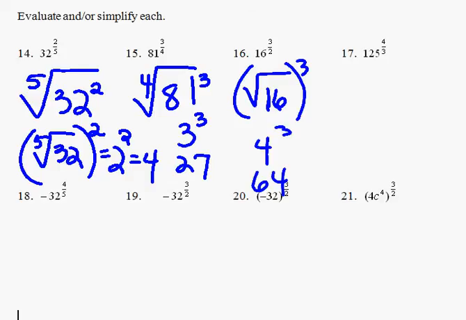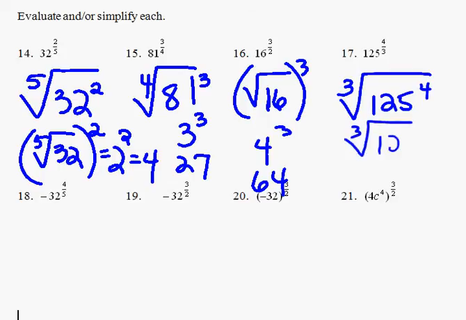Okay, 17, I have the cubic root of 125 to the 4th power. I'm going to do the cubic root of 125 and then raise it to the 4th power. You don't have to rewrite it like that, but you can. The cubic root of 125 is 5. 5 to the 4th power is 625.